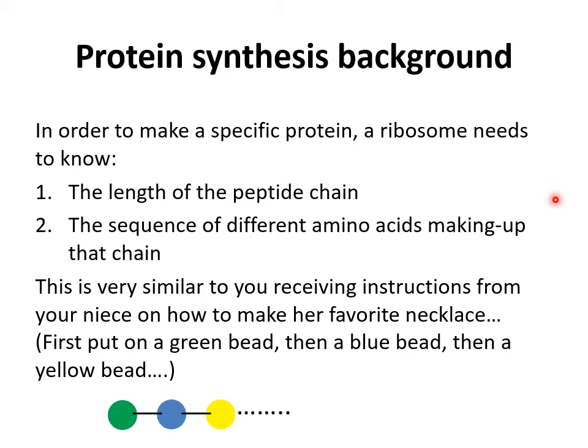So once again, in order to make a specific protein, a ribosome needs to know the length of the peptide chain and the sequence of the amino acids that make up the chain. And then while it builds the new peptide, it just has to follow the instructions and put them in the correct sequence and make the correct length.